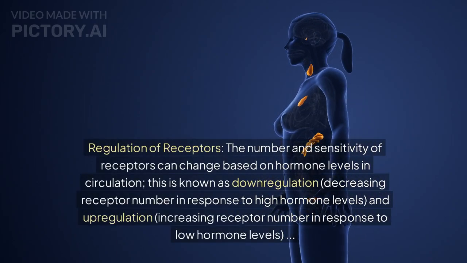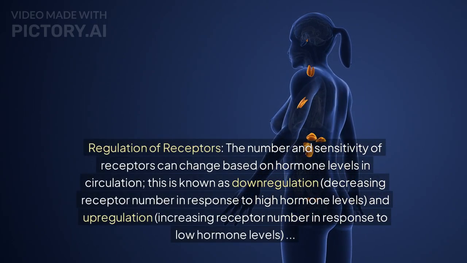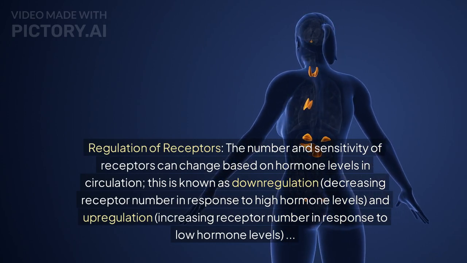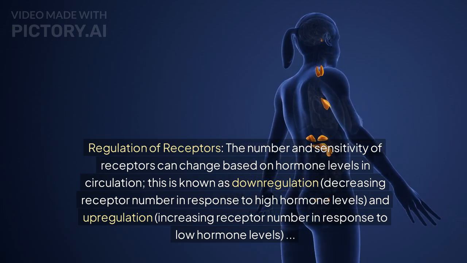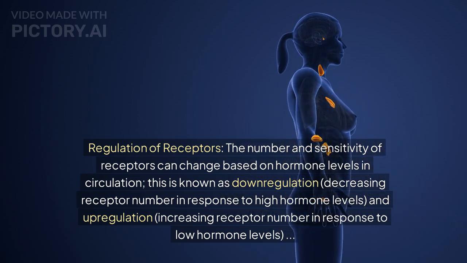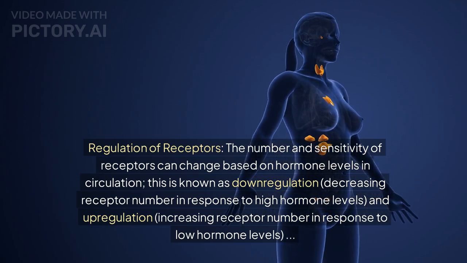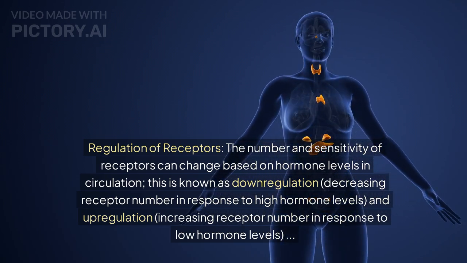Regulation of receptors. The number and sensitivity of receptors can change based on hormone levels in circulation. This is known as downregulation, decreasing receptor number in response to high hormone levels, and upregulation, increasing receptor number in response to low hormone levels.